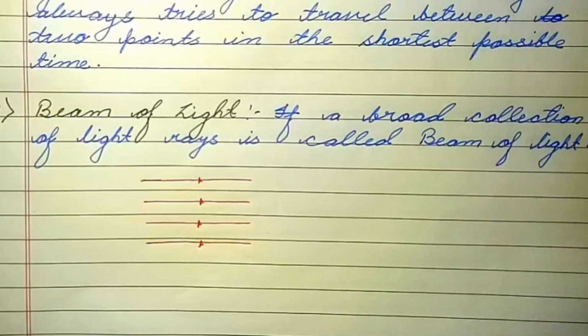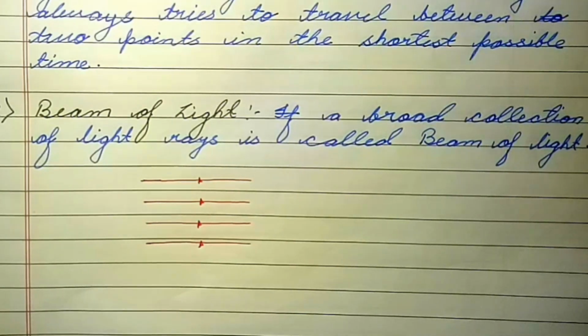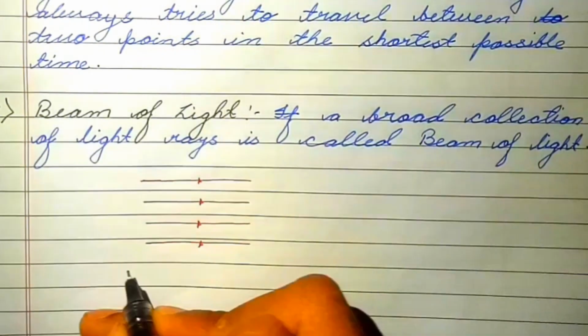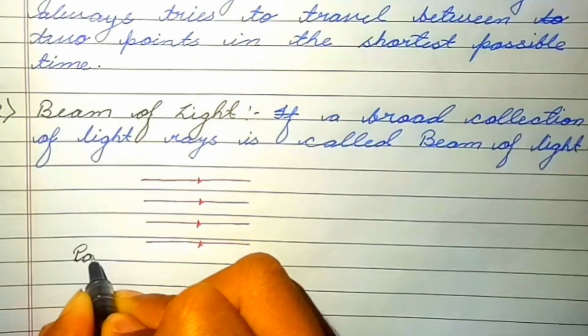Okay. So a beam of light can be divided into three types. The first one is a parallel beam of light. When all the rays in a beam are parallel to each other, then such a beam is called a parallel light beam. This is known as a parallel light beam.